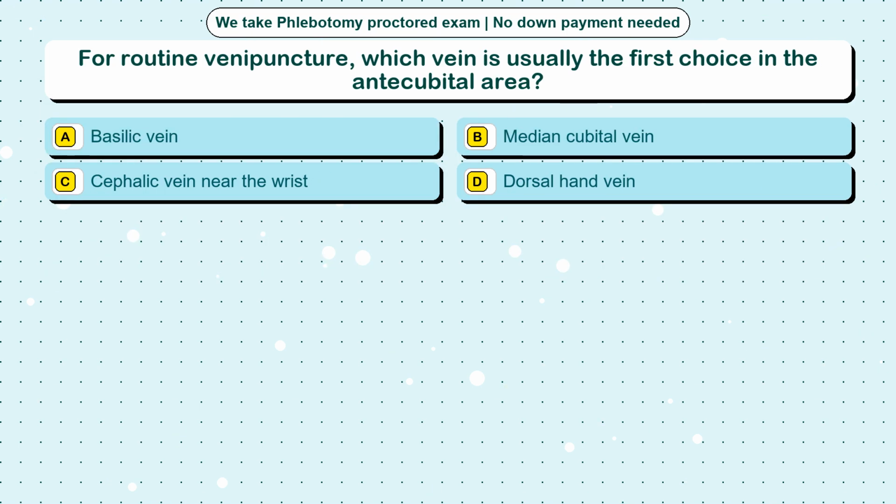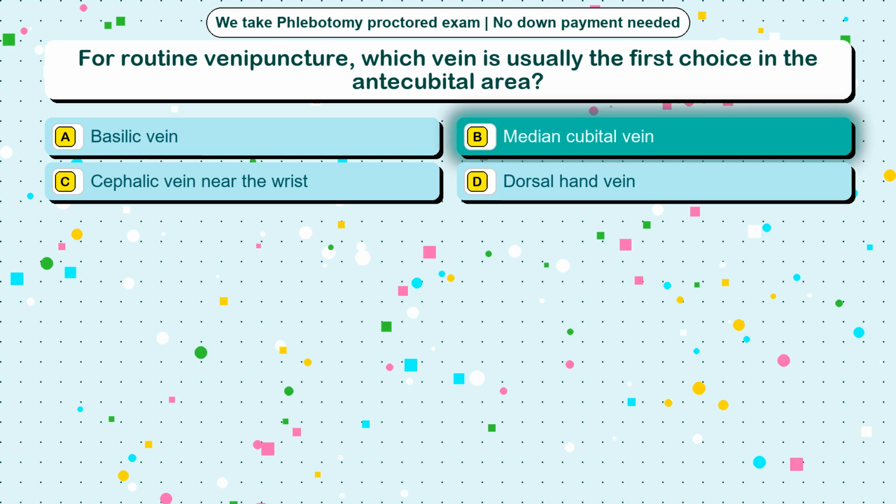Question 100. For routine venipuncture, which vein is usually the first choice in the antecubital area? Option A. Basilic vein. Option B. Median cubital vein. Option C. Cephalic vein near the wrist. Option D. Dorsal hand vein. The correct answer is option B.